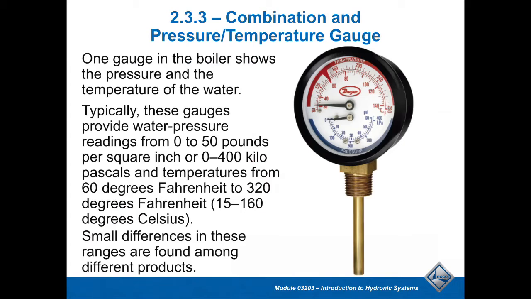All right, so combination temperature pressure gauge. A lot of our boiler systems will have a gauge that does both. It measures both the water temperature of the boiler water, and it also measures the pressure of the water. Now, a lot of these systems may vary in pressure. They may go from 0 to 100 psi. They may go 0 to 50 psi. There's a lot of different applications, and it's usually a fairly good indication.